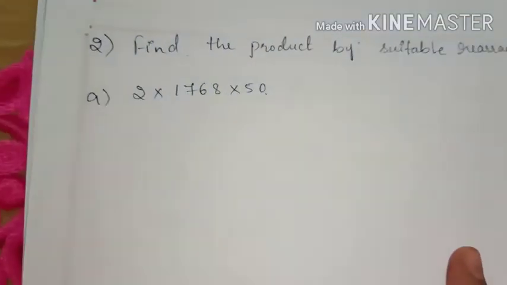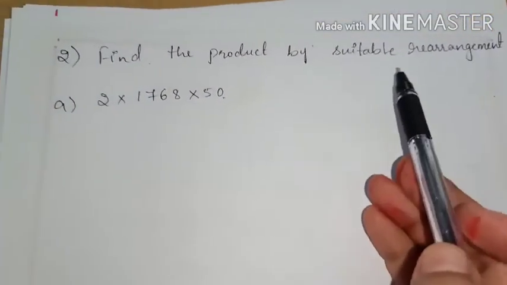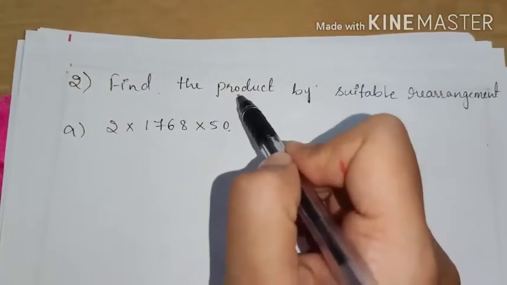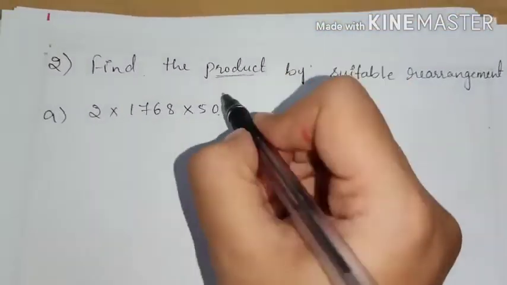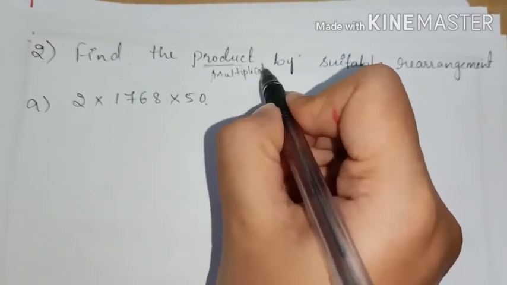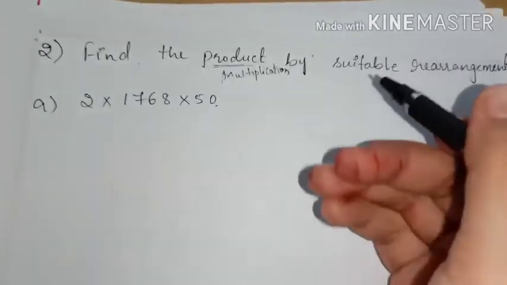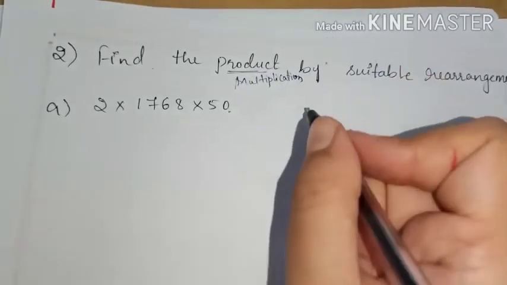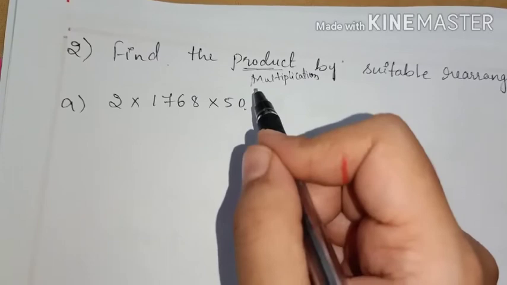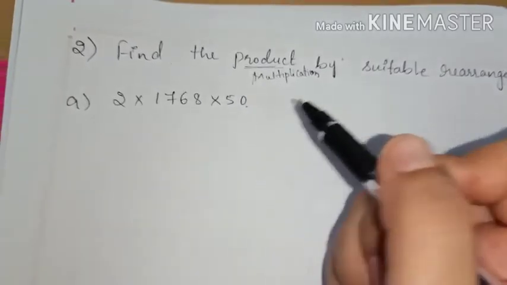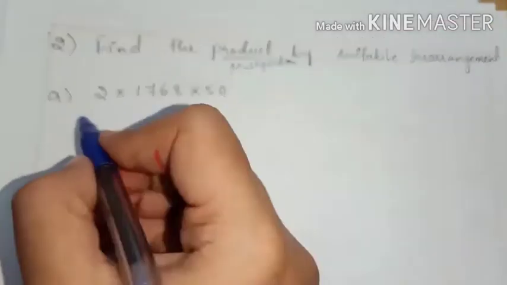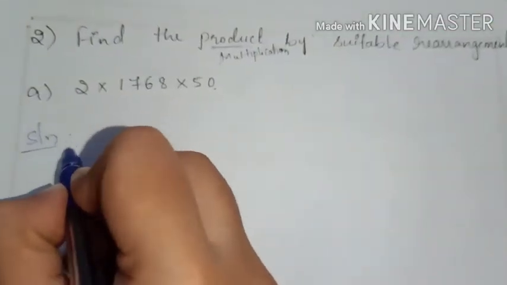So question number 2 is find the product by suitable rearrangement. There the first question was find the sum. Here it is product. Product means multiplication. Fine. That is the only difference between question number 1 and 2. In question number 1 we were adding. Here you have to find out the product.